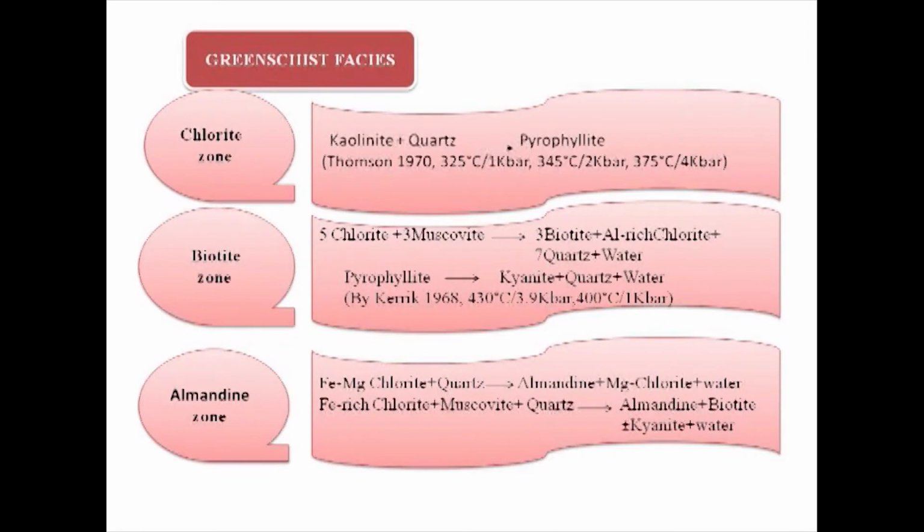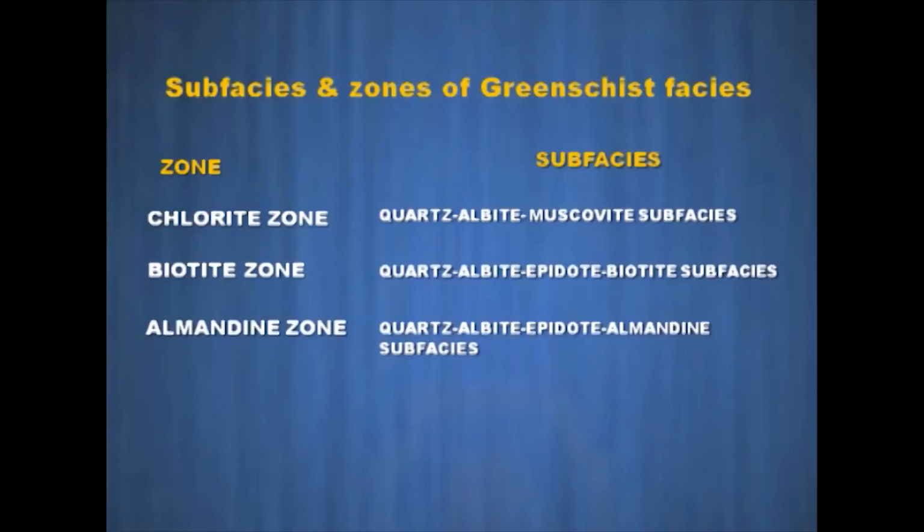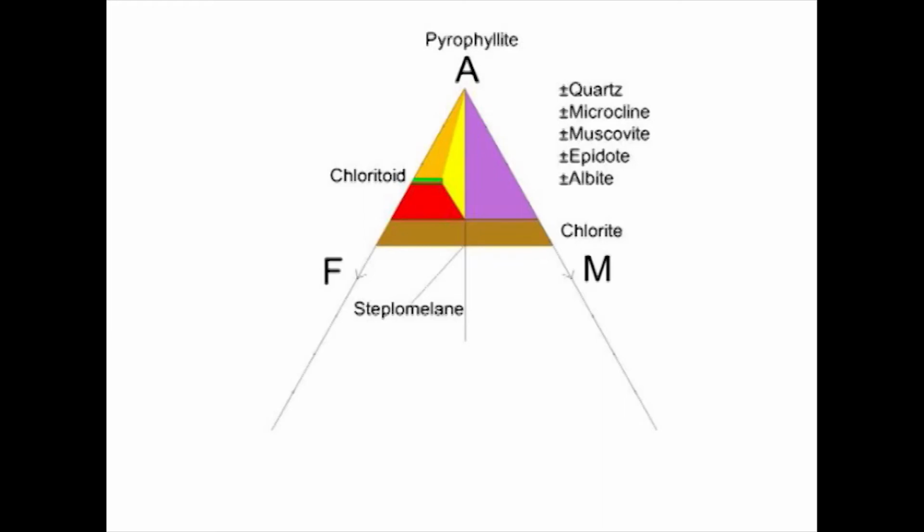Subfacies and zones of greenschist facies. Mineralogical changes in pelitic schist, as the classic chlorite, biotite and almandine garnet isograds of Barrow, are used to divide the greenschist facies into 3 subfacies or zones. Zones and subfacies: the chlorite zone, quartz, albite, muscovite subfacies; biotite zone, quartz, albite, epidote, biotite subfacies; almandine zone, quartz, albite, epidote, almandine subfacies. Now, take up the chlorite zone, AFM and AKF diagram of the chlorite zone.